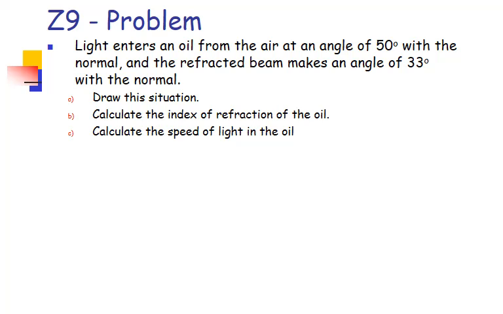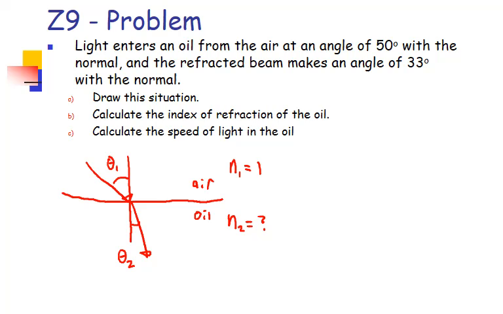So let's take a look into this example. Let's say light enters oil from the air at 50 degrees with the normal, and the refracted beam makes an angle of 33 degrees with the normal. And we want to draw the situation and then calculate the index and calculate the speed of light in the oil.